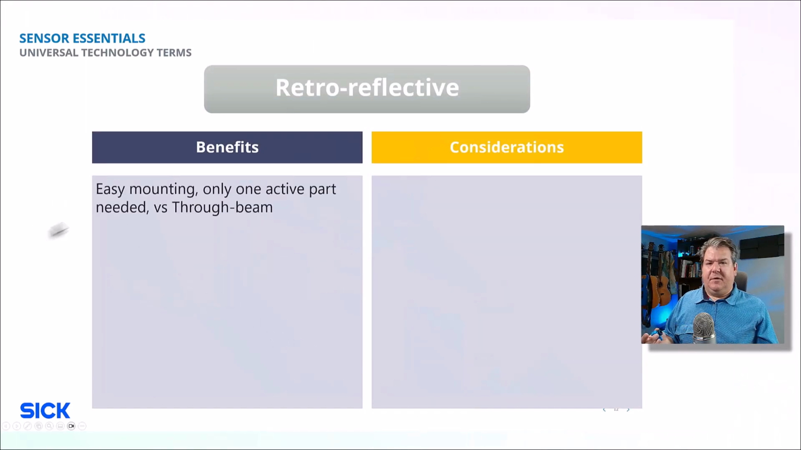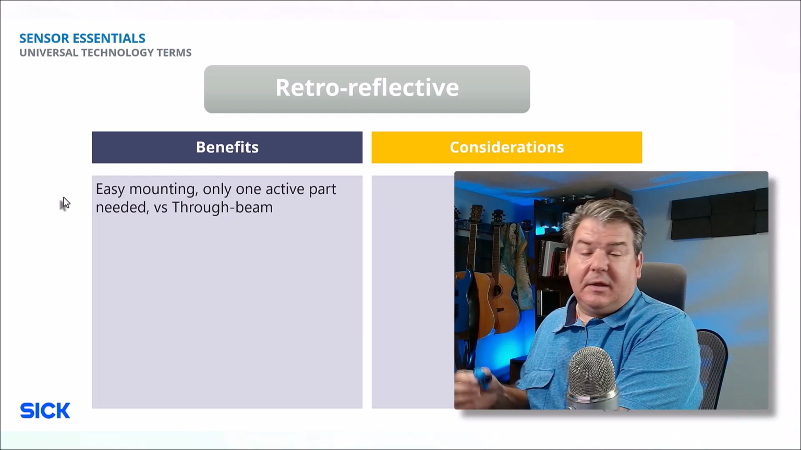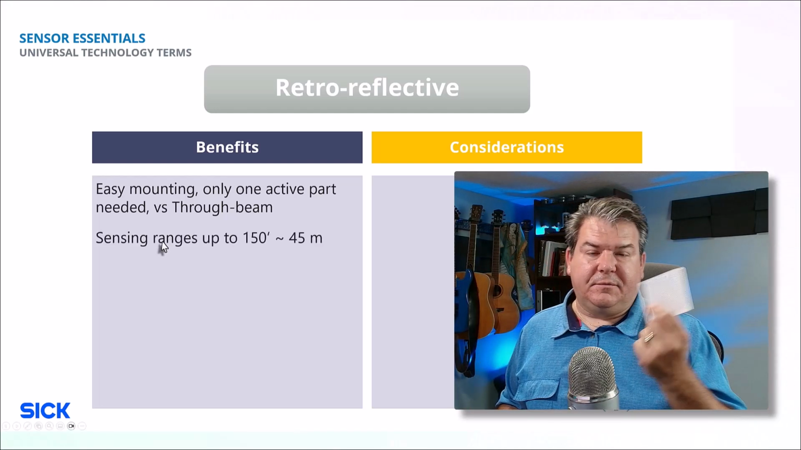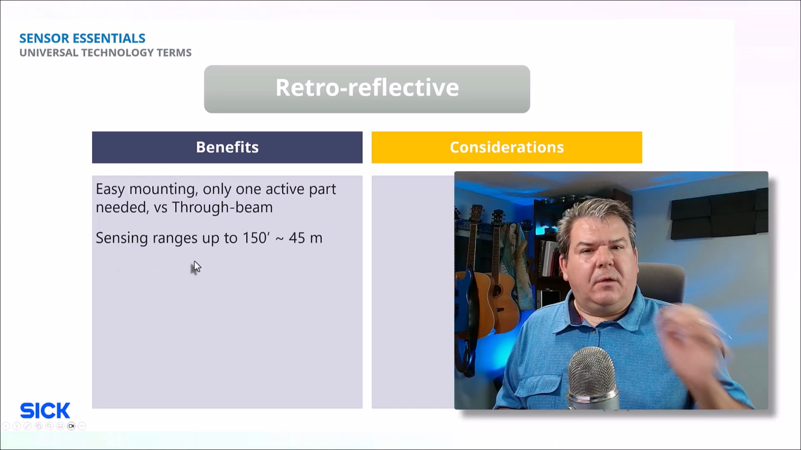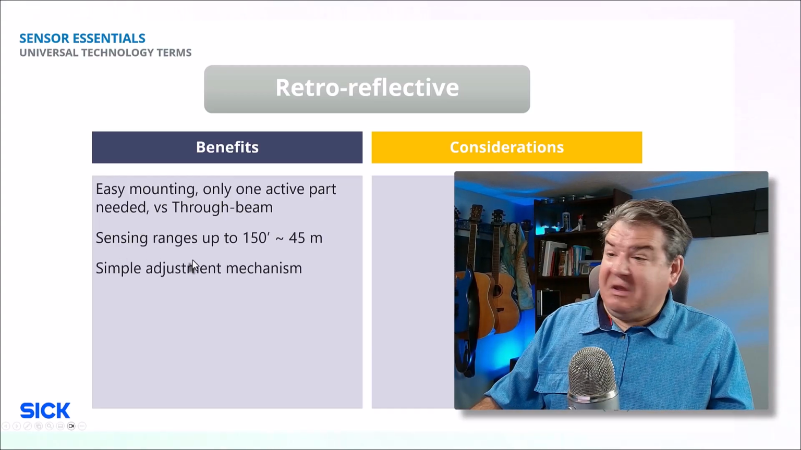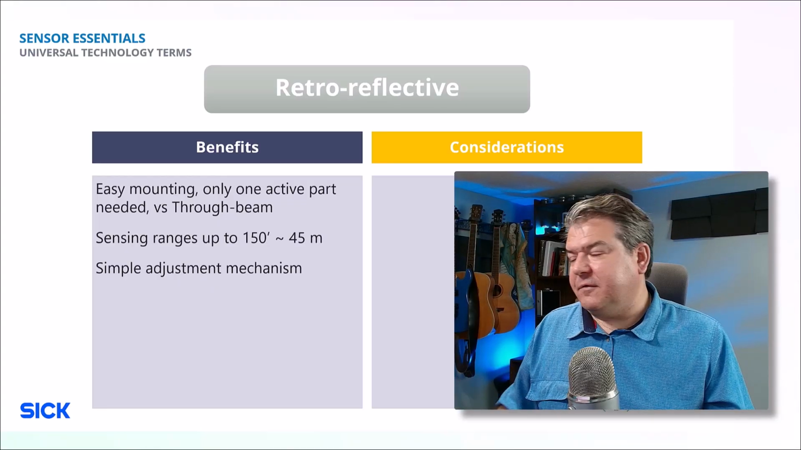So what's the benefits of using a reflector? Mounting for sure. So easy mounting. You've got one part with the sender and receiver in it, and then you have your reflector. You don't have to wire this or power this. You do have to mount it. And we can still get a lot of range, though. We're still looking at ranges up to 150 feet, 45 meters of range. So that's long enough for most applications.